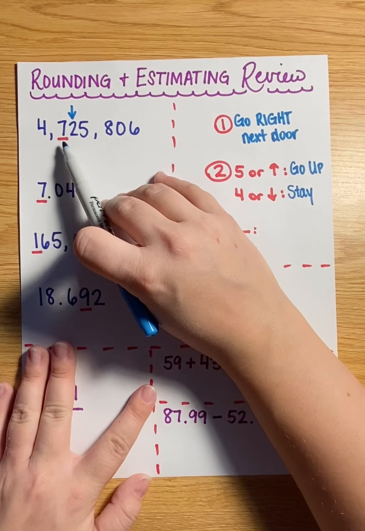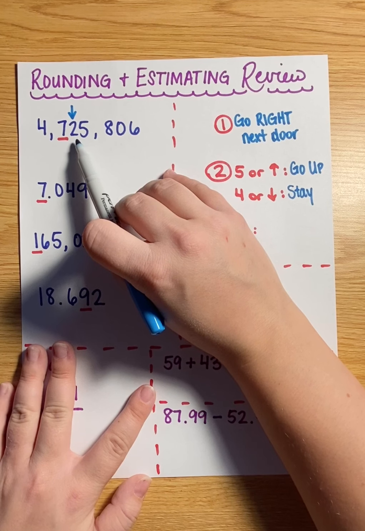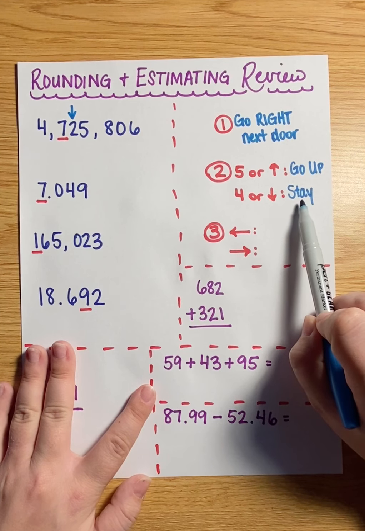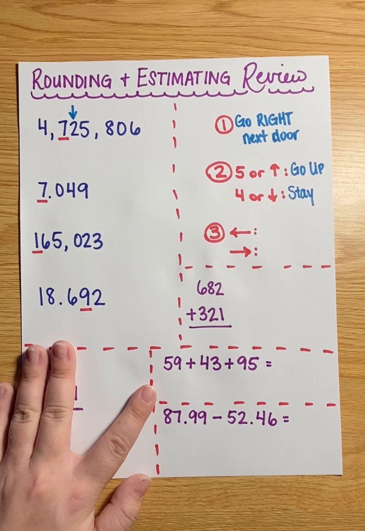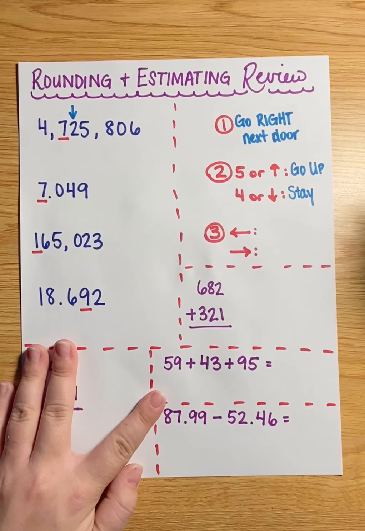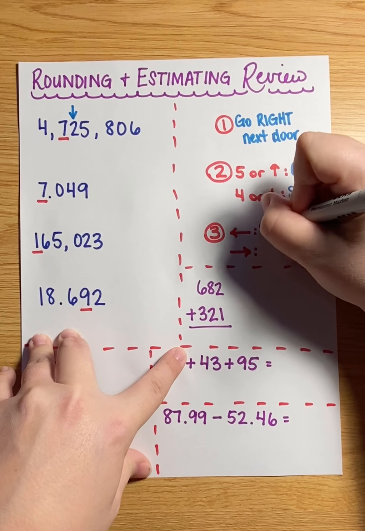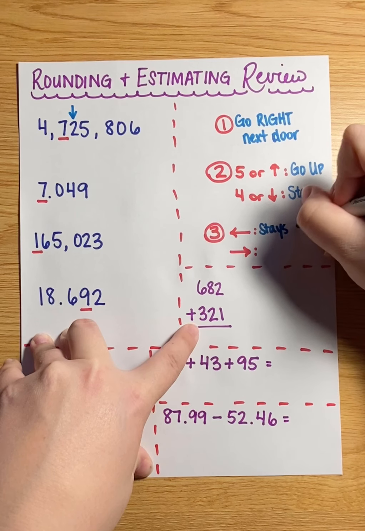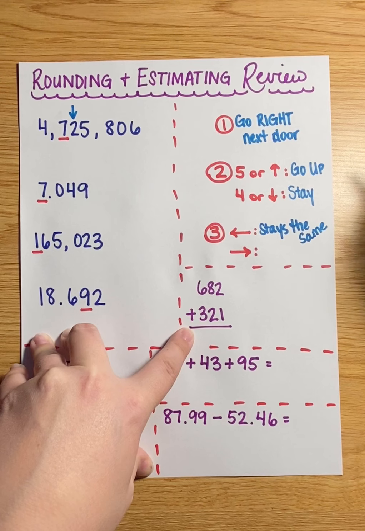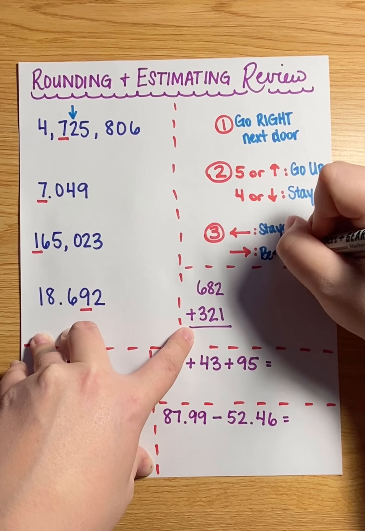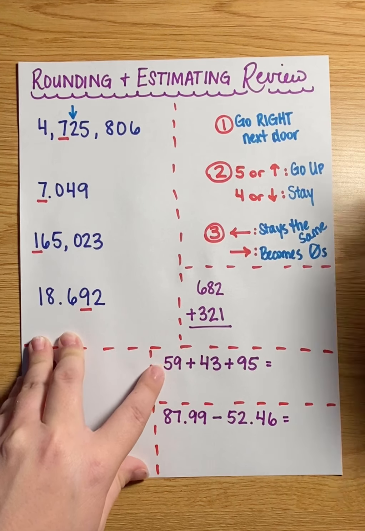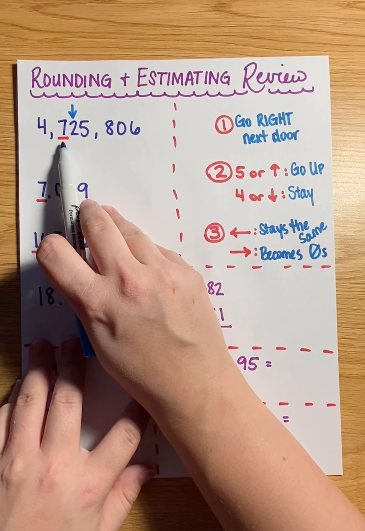So let's look at this one. I went right next door. That number is 2. So that would be 4 or smaller. So my underlined number stays the same. My next step is that everything to the left stays the same as well. And everything to the right becomes zeros.